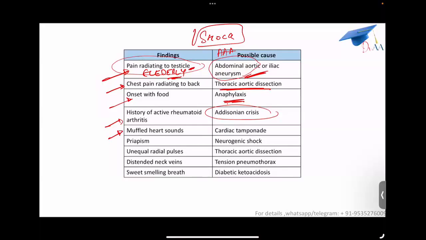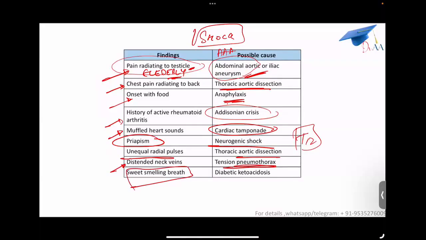Muffled heart sounds, especially with hypotension and engorged neck veins, is the triad we commonly see in cardiac tamponade. Priapism with an injury to your spinal cord, you can think about neurogenic shock. Usually the injuries will be above the T12 level. Unequal radial pulses, again you're thinking about aortic dissection. Distended neck vessels with hypotension, no muffled heart sounds, and decreased air entry on the affected side will be tension pneumothorax.